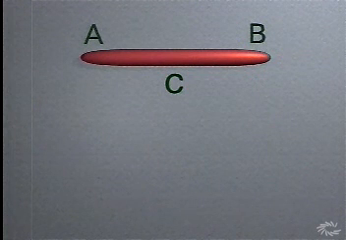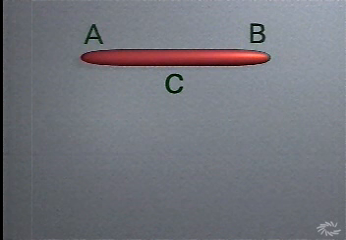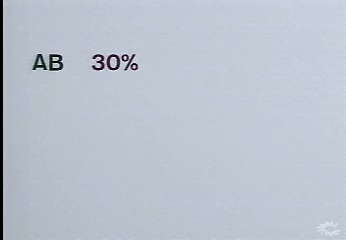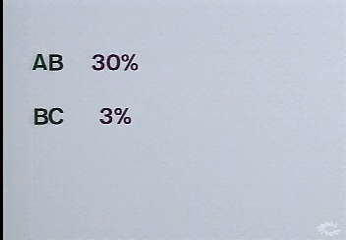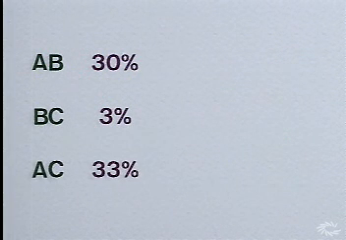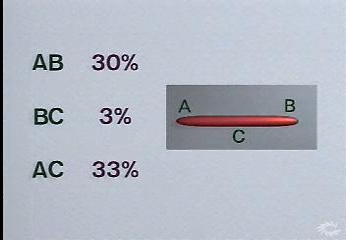Suppose we know that genes A, B, and C are located on the same chromosome. The frequency of crossing over is 30% for A and B, 3% for B and C, and 33% for A and C. Can you determine what order the genes are in on this chromosome?